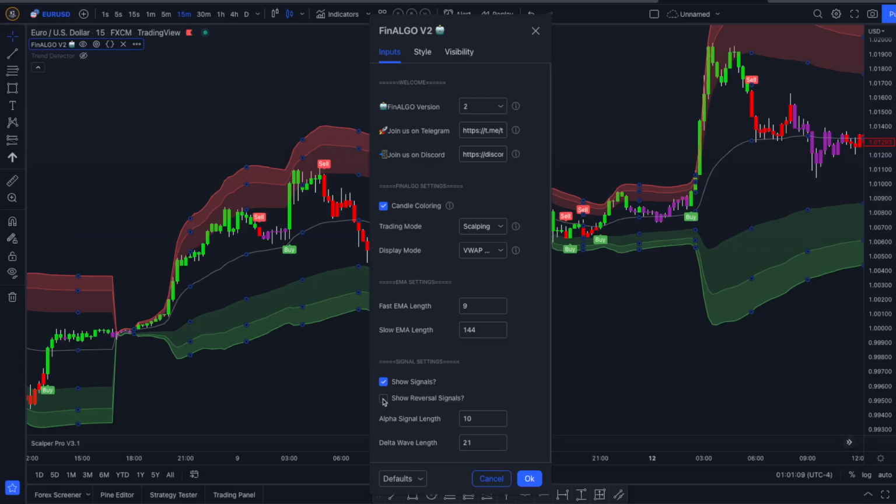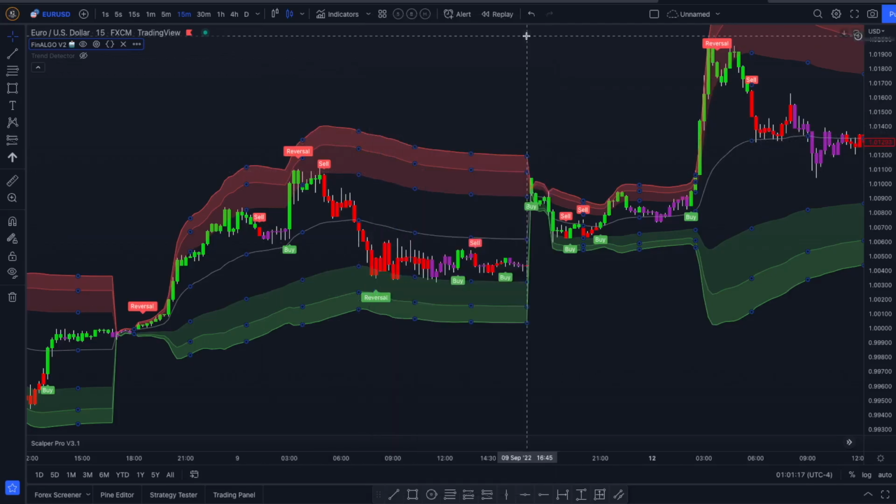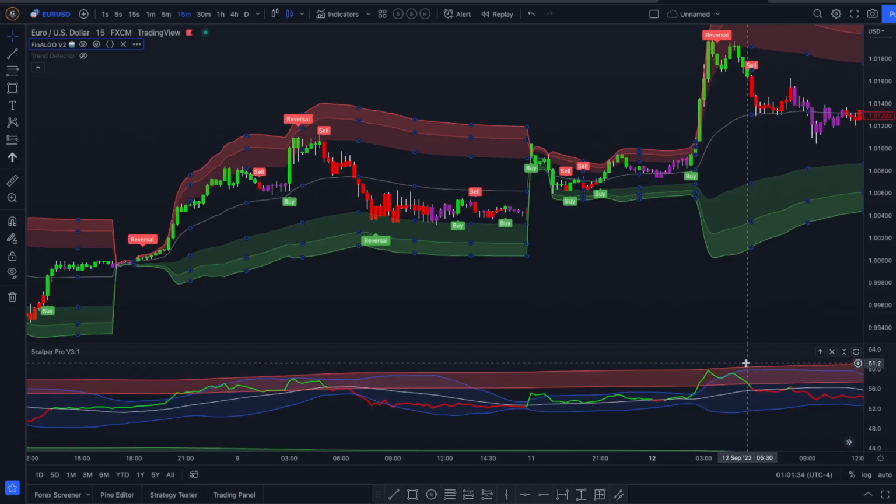You can also choose to see reversal signals. For example, this reversal signal up here or up here, but with reversal signals itself, you always have to be very sure of what you're doing. Give yourself a little bit bigger stop loss than you would normally do based on a normal buy and sell signal. But the idea is to use FinALGO version 2 in confluence with the trend detector and even the SCALPER Pro as tools together to form your trade ideas.